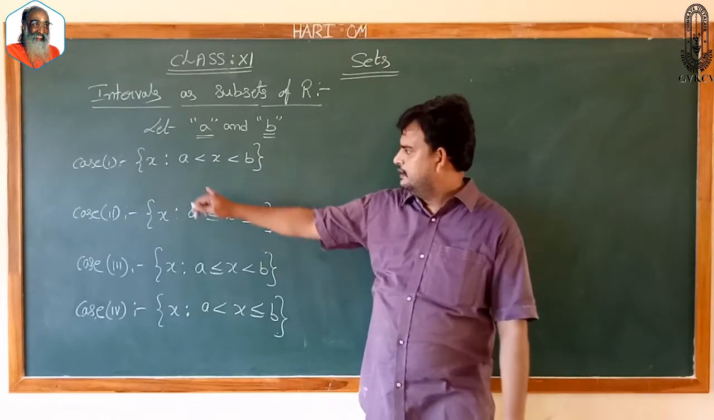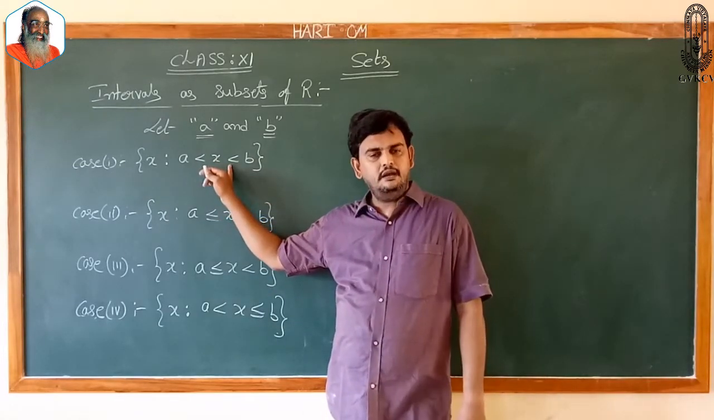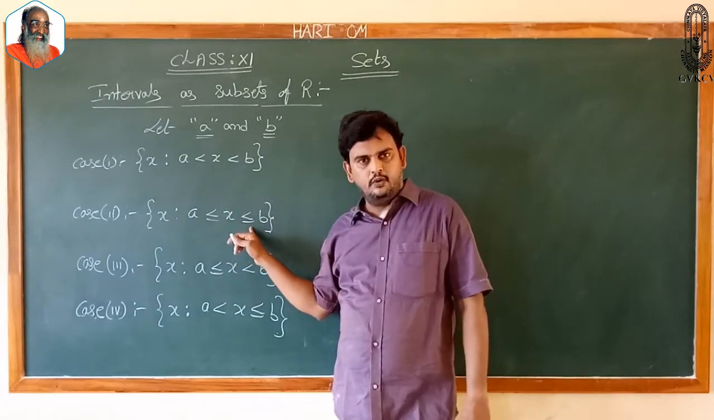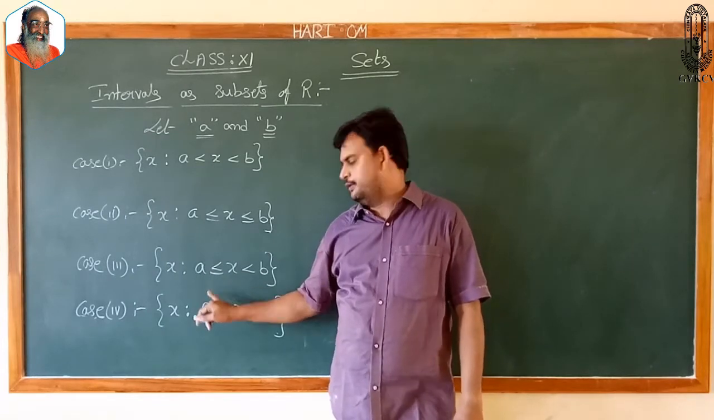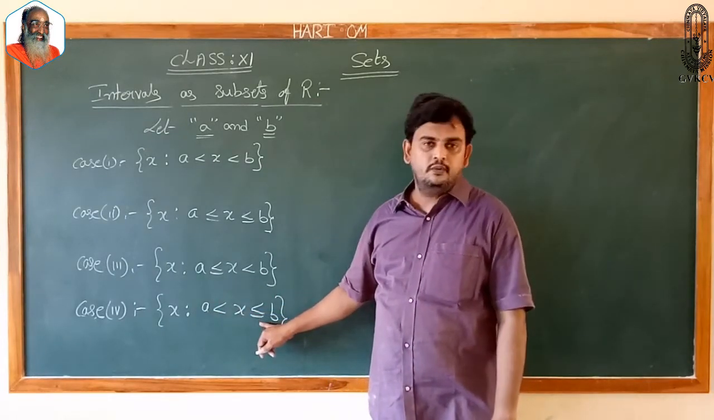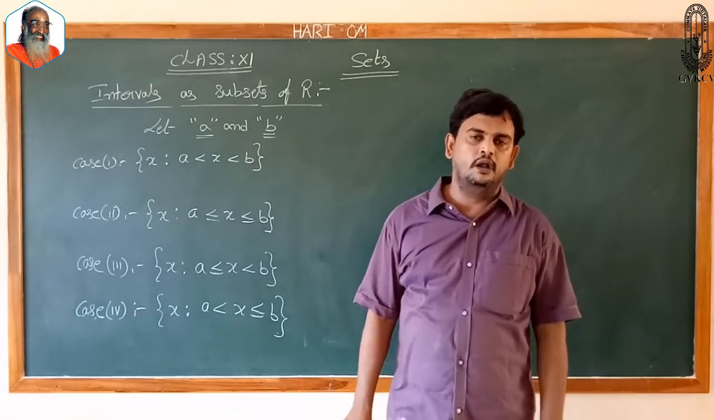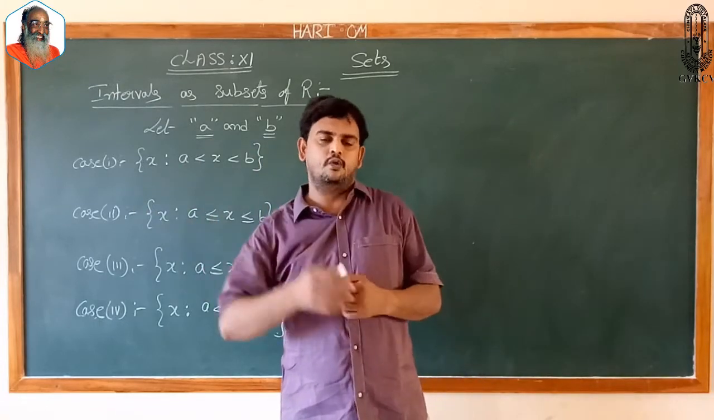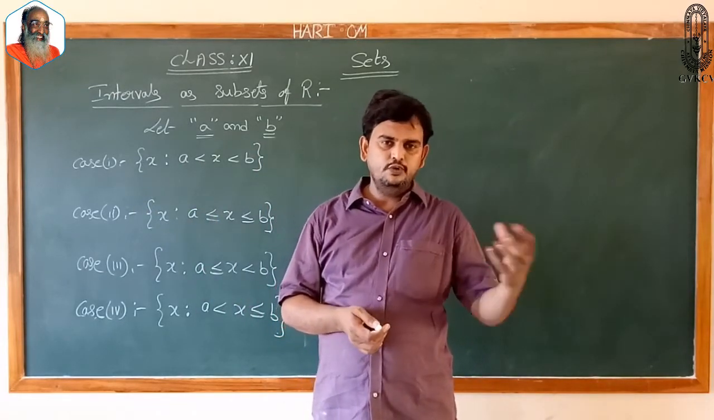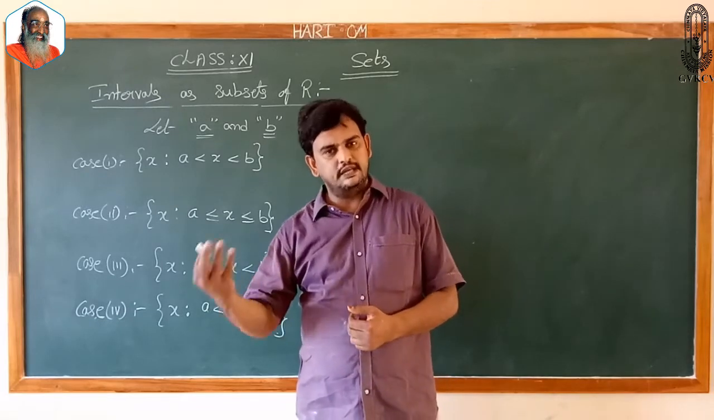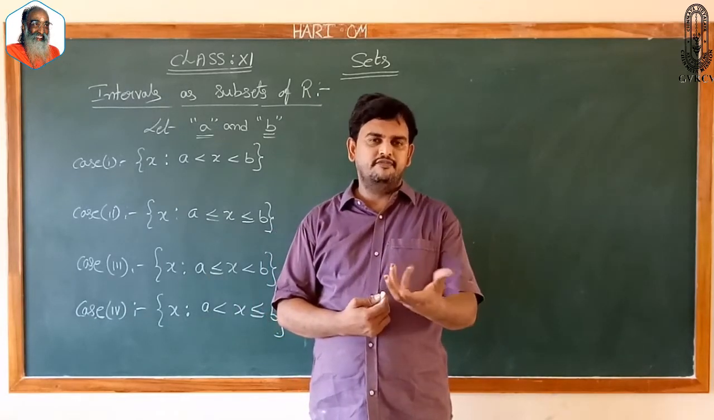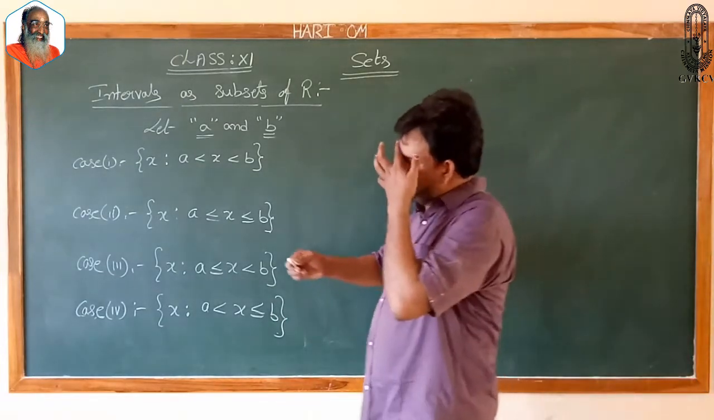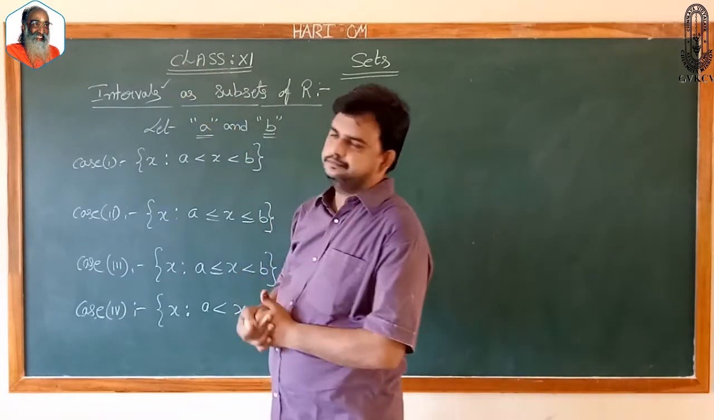What are they? Here we have less than. Here we have less than or equal to. Here we have less than or equal to. Here we have less than, and here we have less than or equal. Now, what is the difference between less than and less than or equal? When we use less than or equal, what is the difference we are going to get, that we are going to observe here. Now, what is our concept presently? Interval.